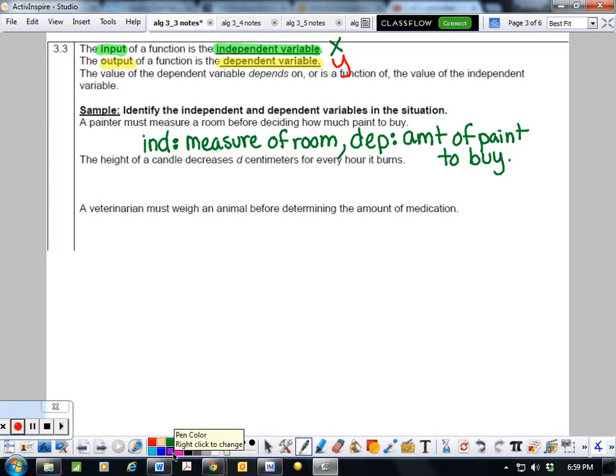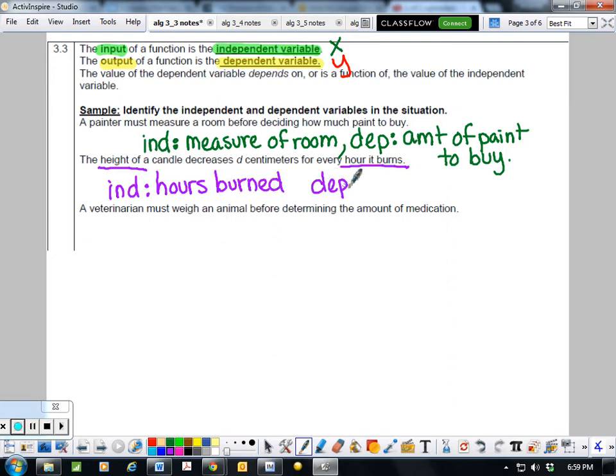Okay, the height of a candle decreases d centimeters for every hour it burns. So our height is dependent on the number of hours that the candle is burning. So our independent variable is hours burned. And based on that, we can figure out our dependent variable, the height of the candle.